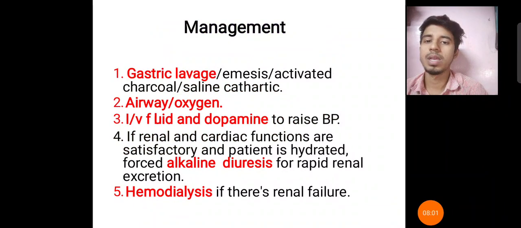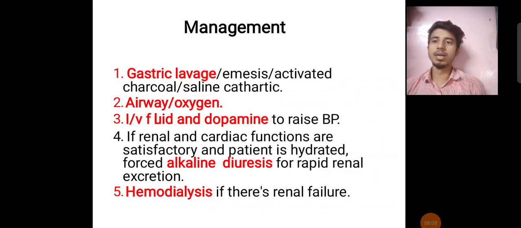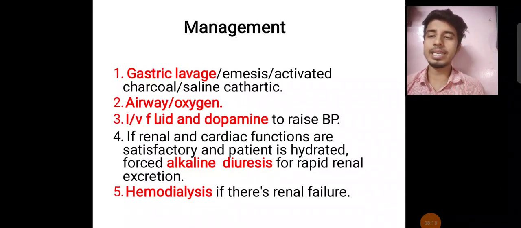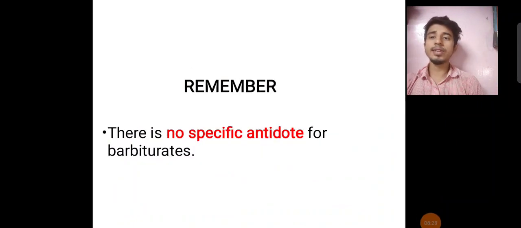How will you manage it? Whenever a patient comes to you with barbiturate poisoning: gastric lavage, emetics if taken recently, airway support, IV fluids with dopamine, and alkaline diuresis. Mostly the barbiturates are acidic in nature, so we use alkaline diuresis, or hemodialysis as the last option if the kidneys are not working properly. Remember, there is no specific antidote for barbiturates.